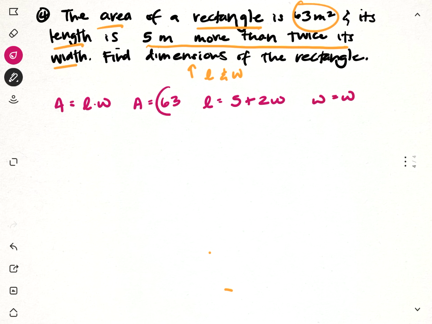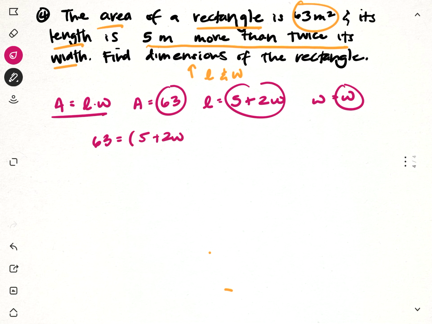So what we're going to do is plug all this information that we have into our equation. So the area is equal to 63. The length is going to be 5 plus 2W. I'm putting it in parentheses because we're substituting. And then times W, and we could put that in parentheses as well, but we really don't need to.